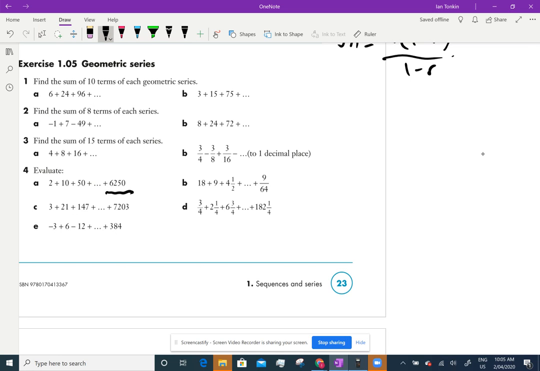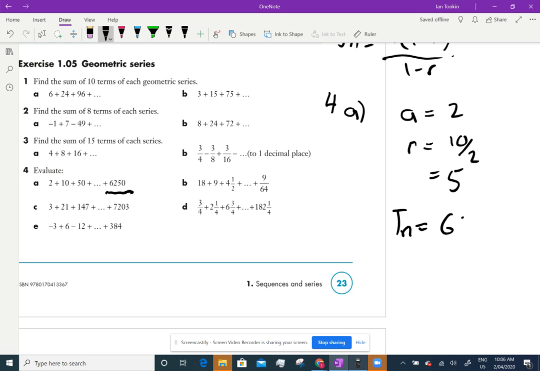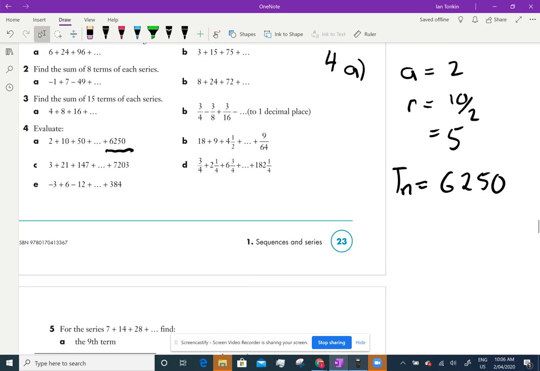So what do we got? And I like the idea of writing this all out. So 4a, what are we finding? We don't know yet because we've got to find the number of terms. But we've got a, and that a equals 2. R equals 10 over 2, so R equals 5. And we've got T of n equals 6250.